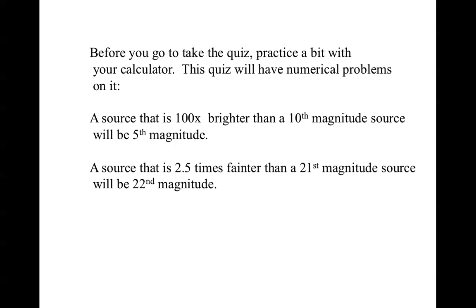Before you take the quiz, practice a bit with your calculator. This quiz will have some numerical problems on it. A source that is 100 times brighter than a 10th magnitude source will be 5th magnitude. A source that is 2.5 times fainter than a 21st magnitude source will be 22nd magnitude. If you play with these numbers, you should be able to work out the things we're asking about.